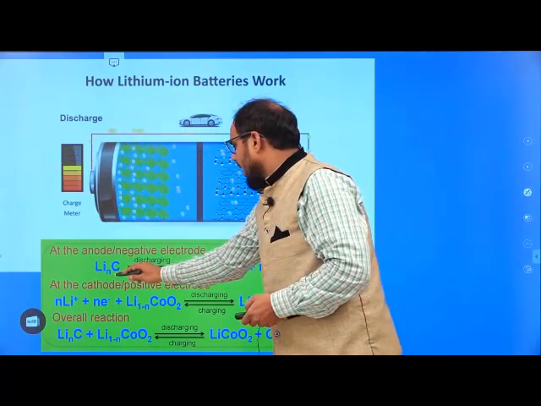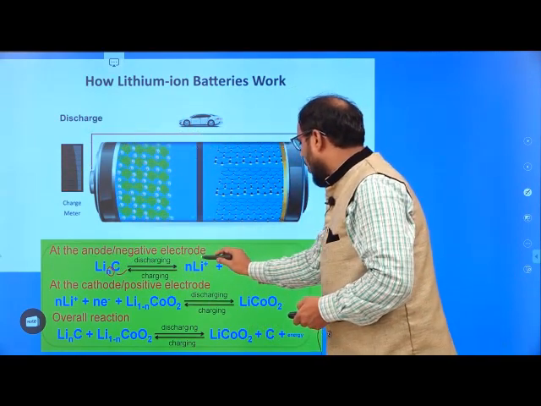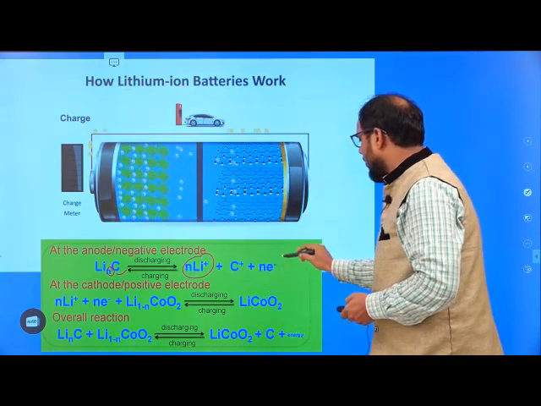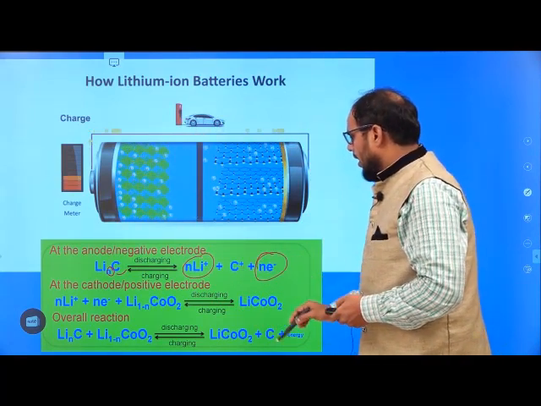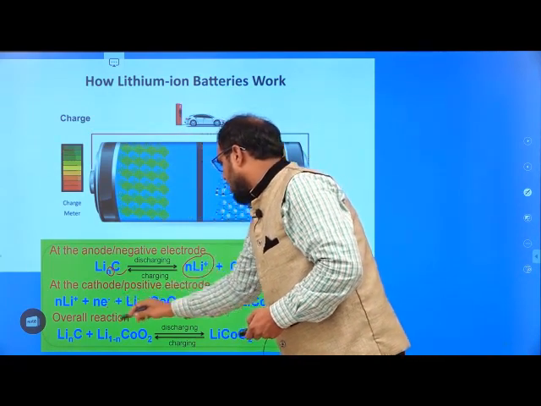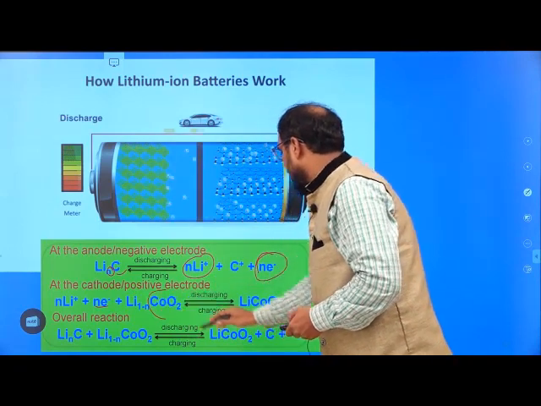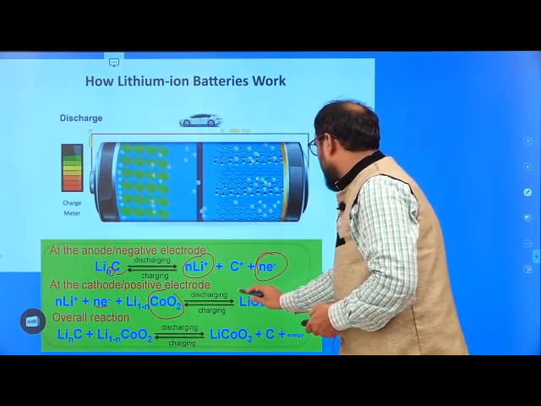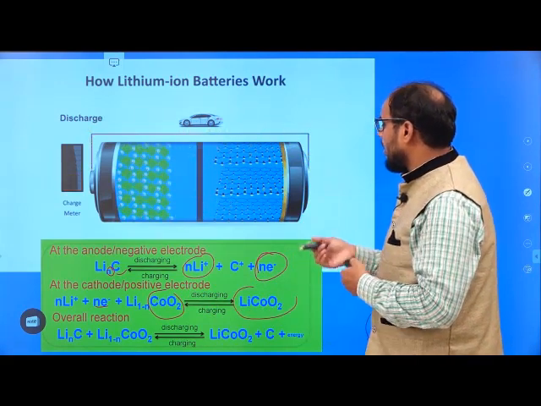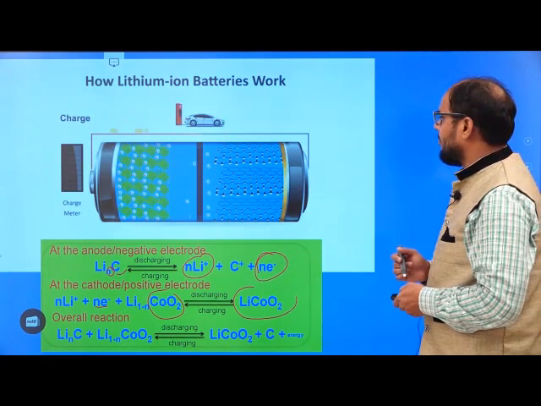So we are having LiC_n, n number of lithium atoms is going to form n number of lithium ions. It is also going to release n number of electrons. At the cathodic compartment, these n number of electrons are going to be taken by the cobalt. So we are having the formation of LiCoO2. So this discharging and charging process can be done multiple times.